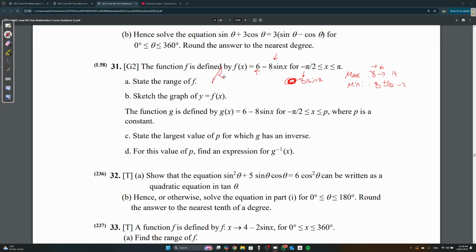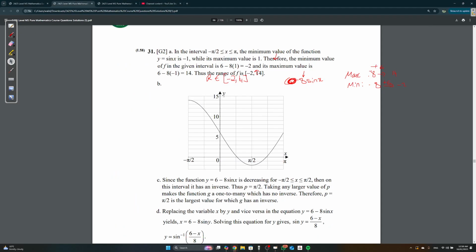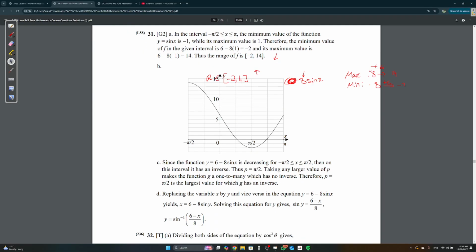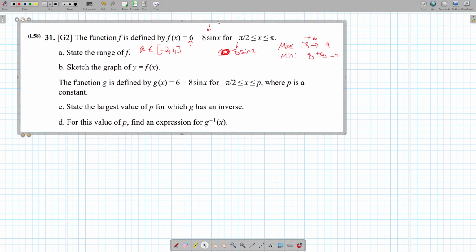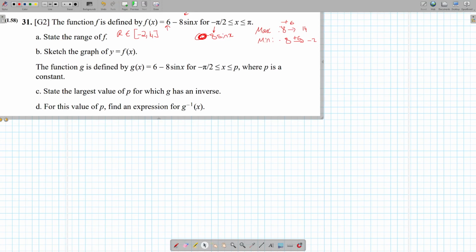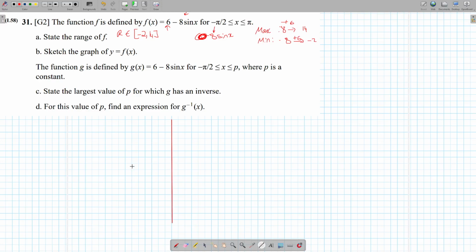That means the range, oh, my PC all lagged. The range is in between minus 2 and 14. Let's take a look, is that correct? Minus 2, 14. Okay, sketch the graph of f of x. I'm going to take this to open board, new page. Sketch the graph of f of x. I'll do it down here. We're considering minus pi over 2 to pi.